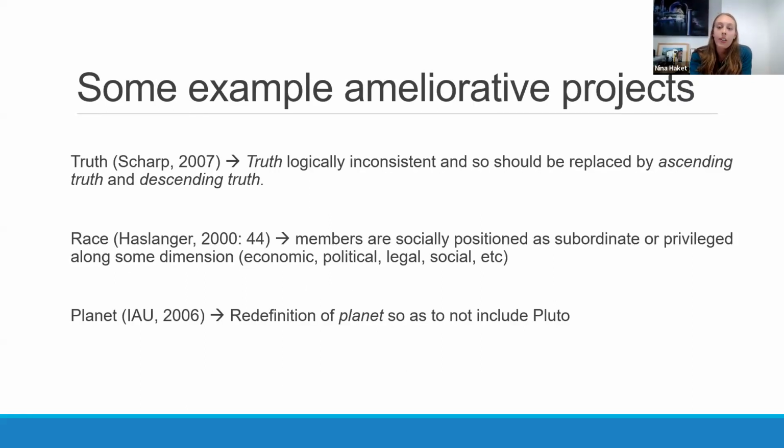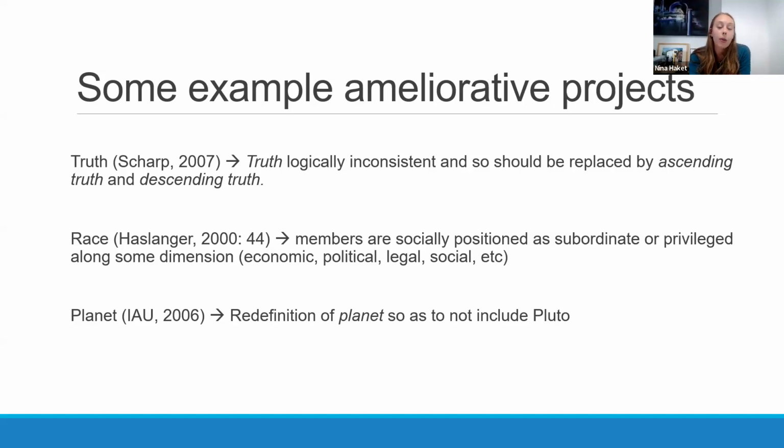Just so we're all on the same page on what ameliorative projects are and what can be considered improvement, I've got three very brief examples here that people will in all likelihood already know. The first is truth, which Sharp has suggested engineering due to the fact that it is logically inconsistent and so should be replaced by either ascending truth and descending truth, or truth one and truth two. Haslanger has written a lot about race and has written about how we should have an alternative definition based on social positioning and oppression as opposed to biological features.